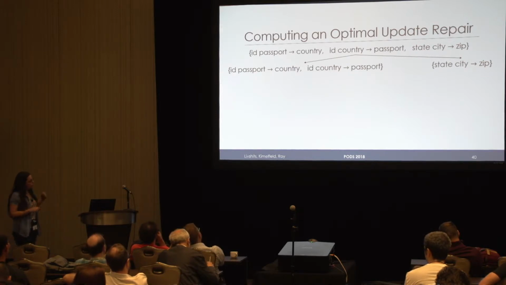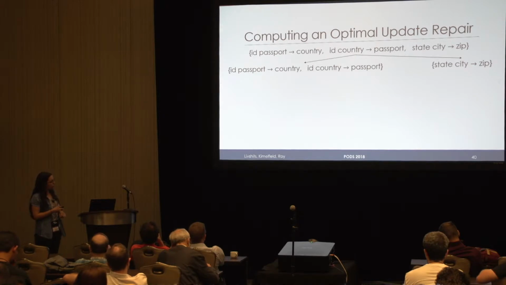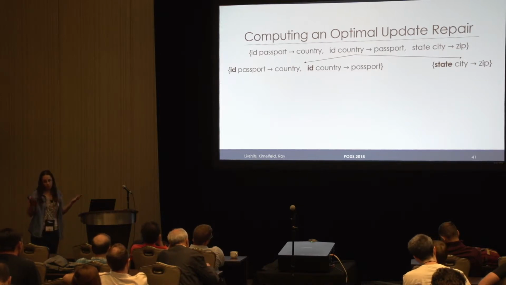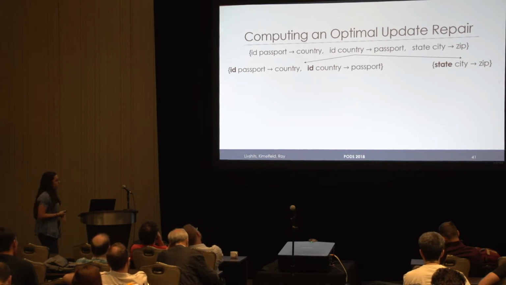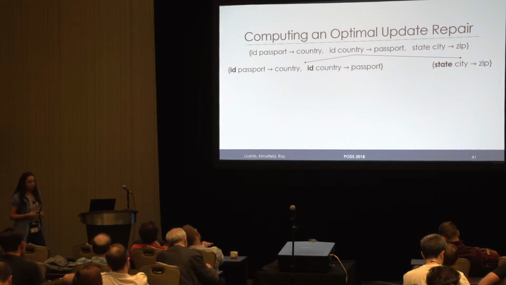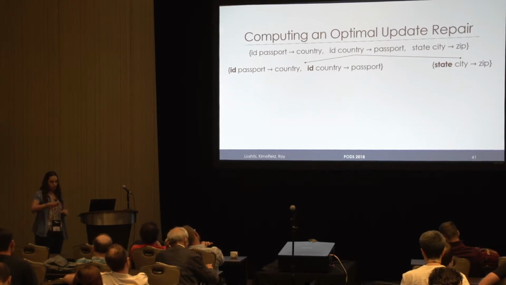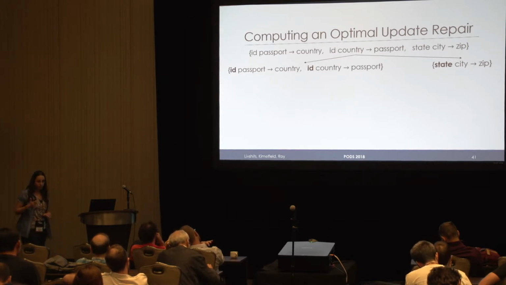Okay. Now, if we look at each one of these sets, we can see that each one of them contains a common LHS, right? Because the ID attribute appears on the left-hand side of every functional dependency in the first set, and the state attribute appears on the left-hand side of the only functional dependency in the second set. So we have another result that says that if we have a common LHS in the set of functional dependencies, then the problem of finding an optimal update repair has exactly the same complexity as the problem of finding an optimal subset repair. Okay, so we can use the results that we have for optimal subset repair to solve the problem in this case.